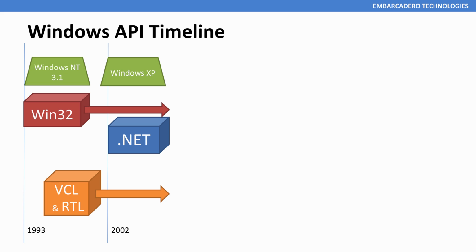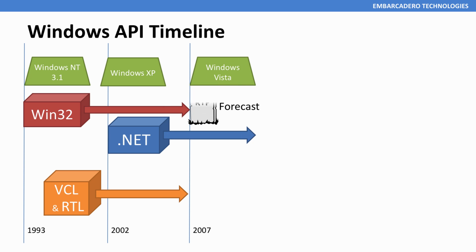In 2002, while WinXP was the primary operating system, Microsoft introduced .NET. .NET was their new Windows API. It was going to replace Win32 and be the dominant API on the platform. And Microsoft forecast that Windows Vista was going to be the beginning of the end for Win32, that .NET was going to be the API going forward and the only way to develop for Windows Vista.